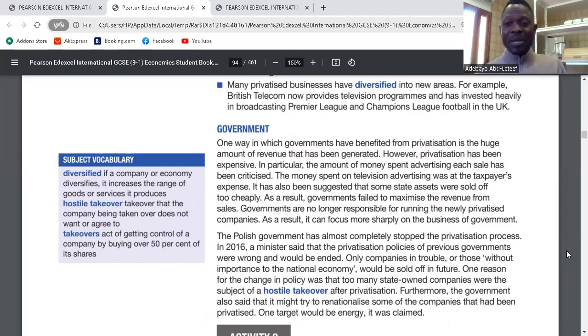One way in which government have benefited from privatization is the huge amount of revenue that has been generated. However, privatization has been expensive. In particular, the amount of money spent advertising each sale has been criticized. The money spent on television adverts and the rest. So, I'm going to conclude this way. For the government, as soon as privatization takes place, government will generate revenue. That is the point. But before this privatization takes place, government might need to advertise, might need to publicize the sales of these public businesses. So that means government would have been spending money also.